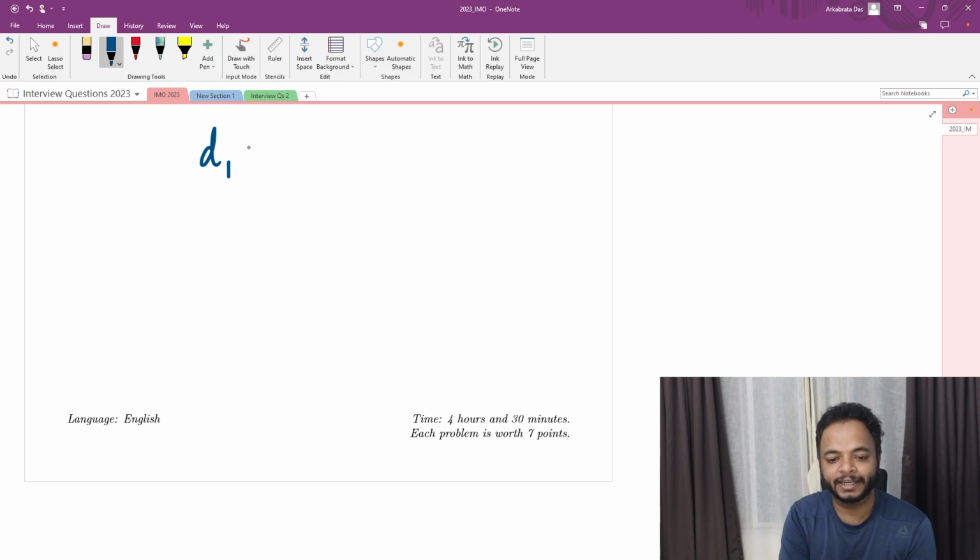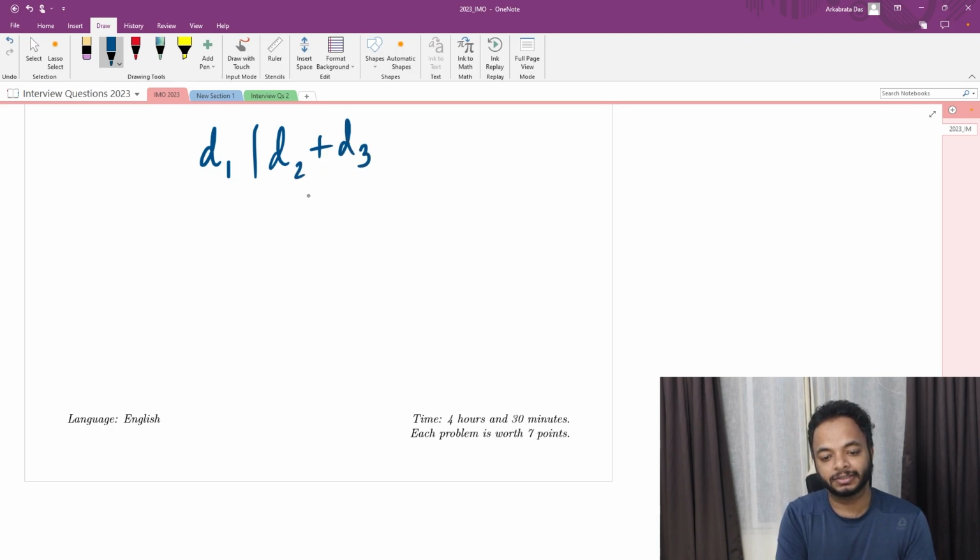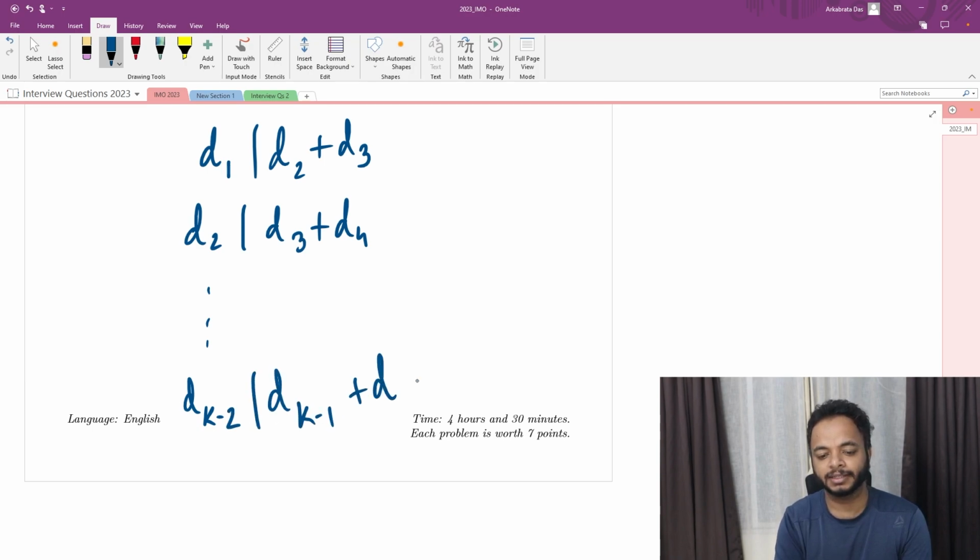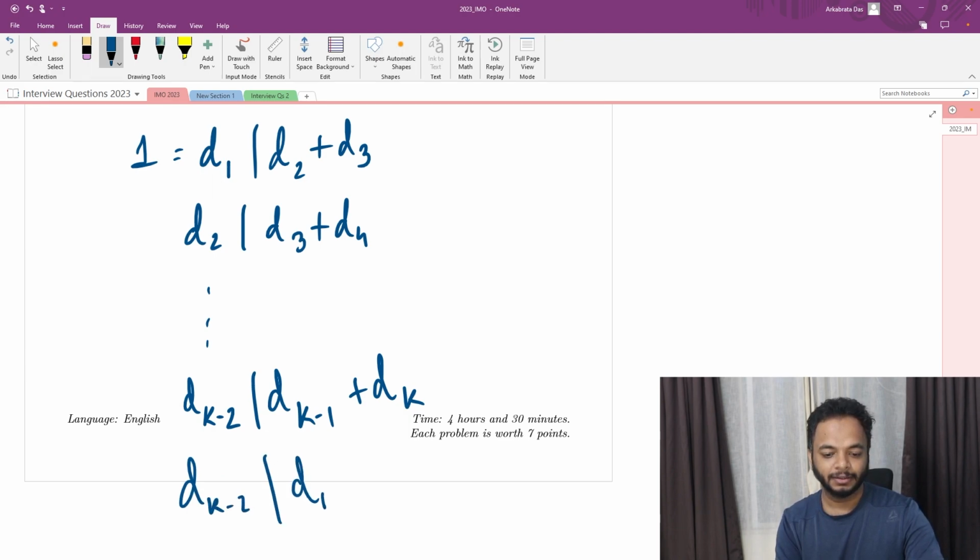First, writing d1, this is very trivial because d1 is 1, so it will divide anything. So d1 divides d2 plus d3. Similarly, d2 divides d3 plus d4, and so on and so forth. The last one, d_(k-2), divides d_(k-1) plus d_k. Now what is d_k? As d1 is 1, similarly d_k is n, correct? So d_(k-2) divides d_(k-1) plus n.